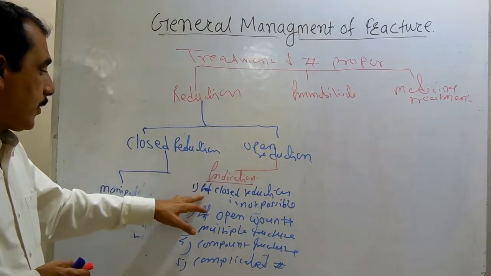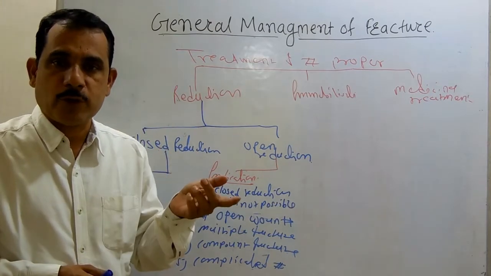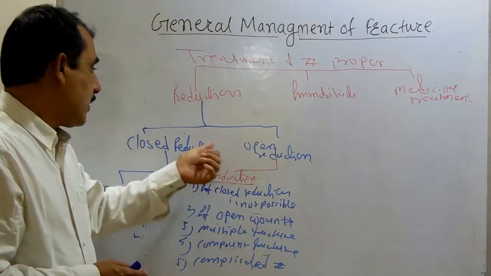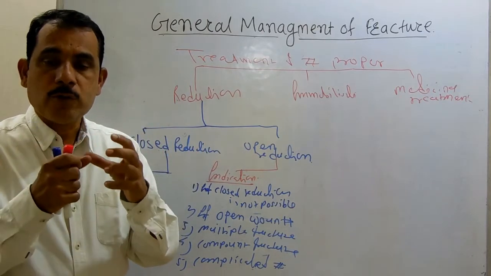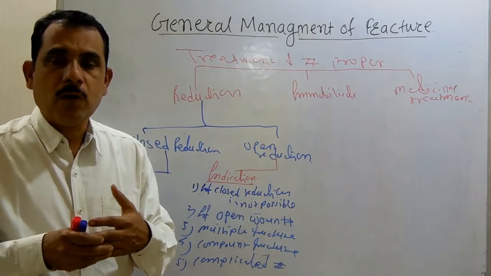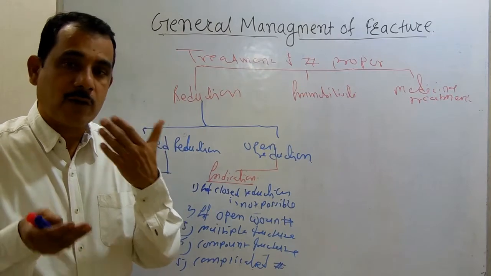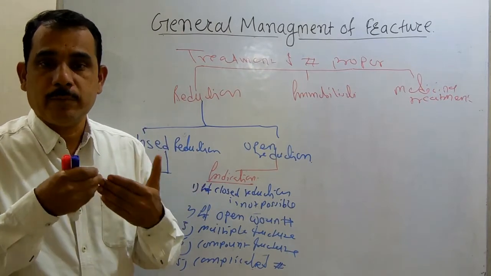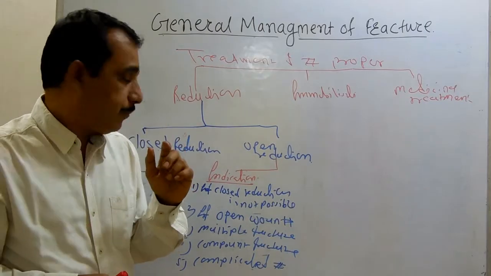So what is it? First, if closed reduction is not possible. In some cases, closed reduction is not possible, as I already said, where the fracture ends of the bones are unstable, or muscles are strong, or the position is such that the displacement is gross, which cannot be brought back by closed manipulation. In such cases, you require open reduction.